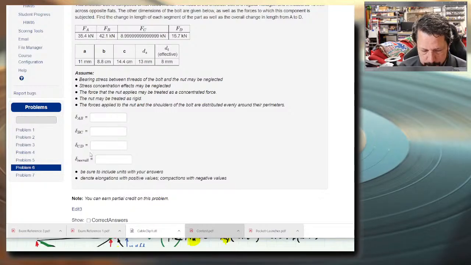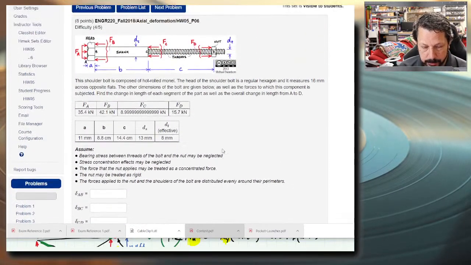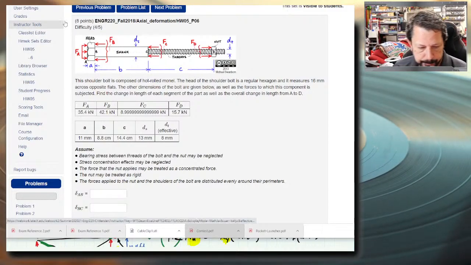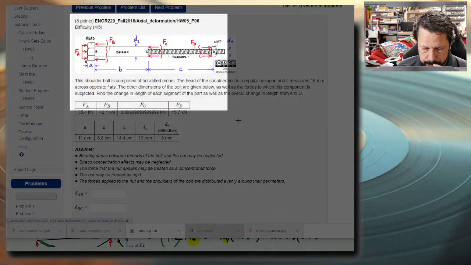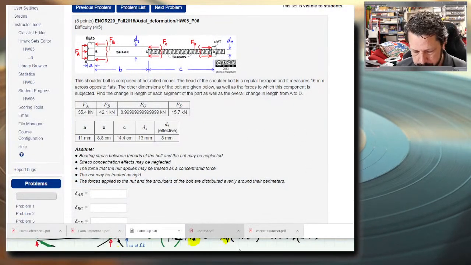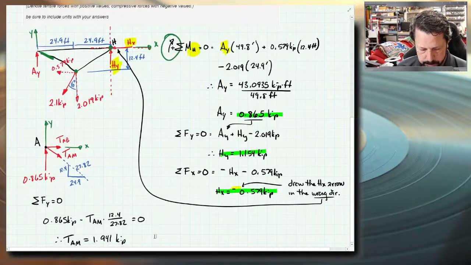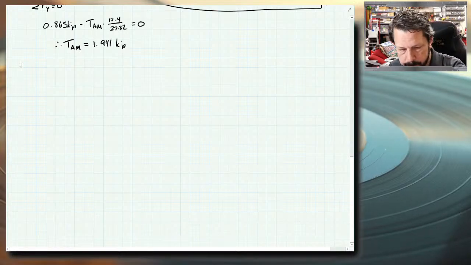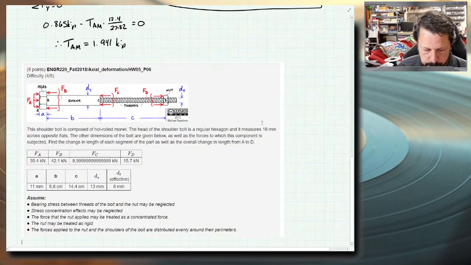All right, it's asking us for a bunch of change in lengths. I don't know if we'll solve all of them or not, but we'll do some of it. And it has a bunch of assumptions that we can walk through. All right, there's our problem.